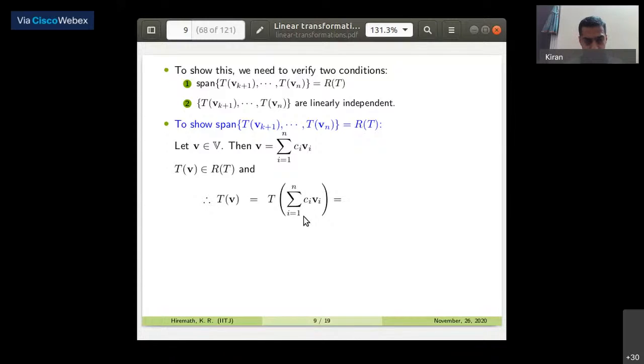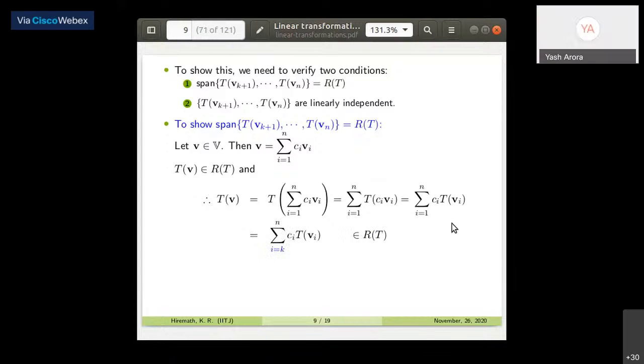And then it's a familiar game. Since T is a linear map, I can take it inside the summation and take the constant outside. Now this is the summation from 1 to n. But do I have to consider these n terms, or can I simplify it? Yes, we can take only the last n minus k, because all the other T of vi are 0.